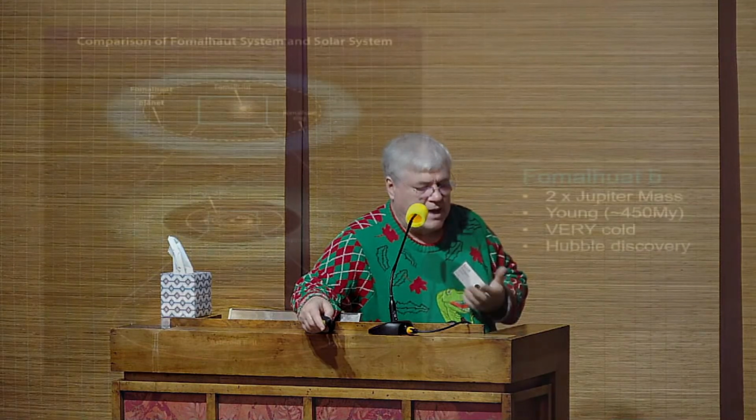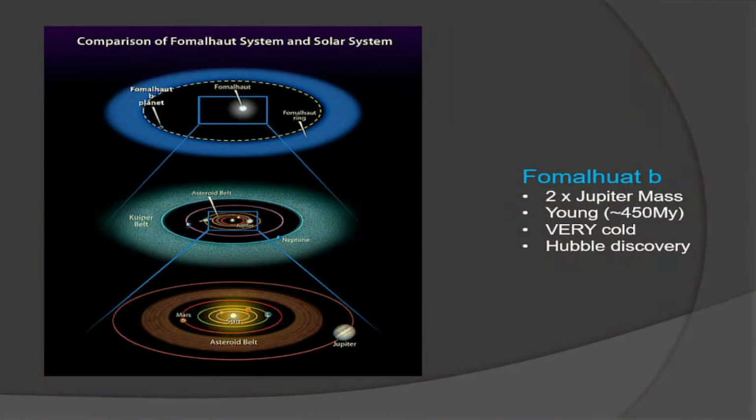You can compare this Fomalhaut star and its associated planets with the solar system. And one of the things about naming planets around other stars is that the star is A. So Fomalhaut A is the star, and then Fomalhaut b would be the first planet discovered in the Fomalhaut system, etc. So it's called Fomalhaut b, even though it's the first planet discovered.